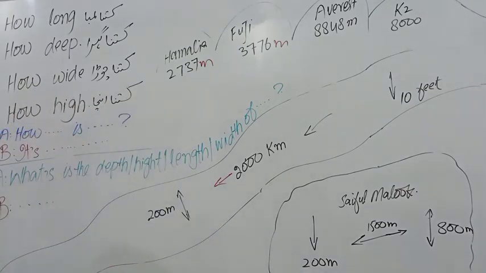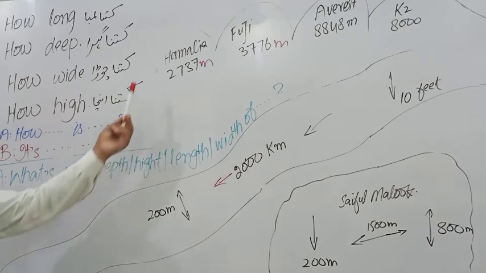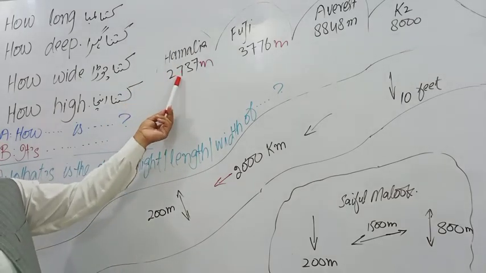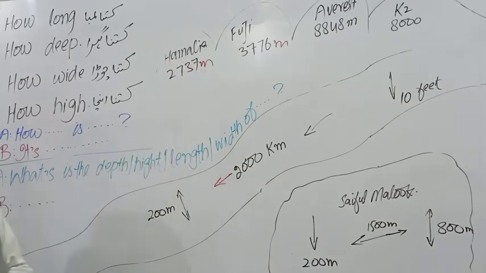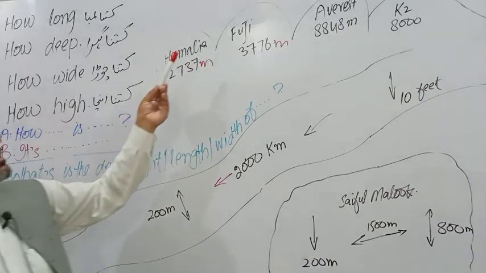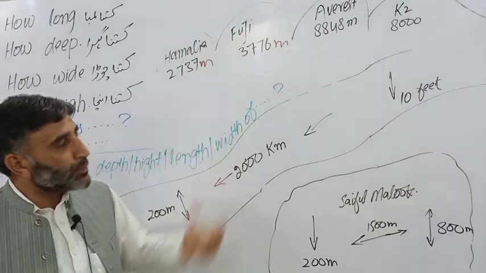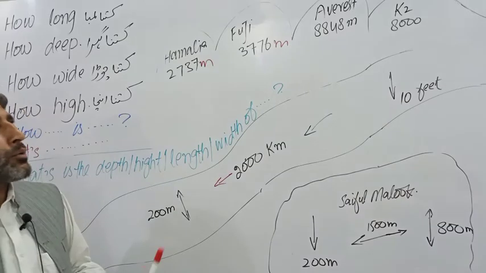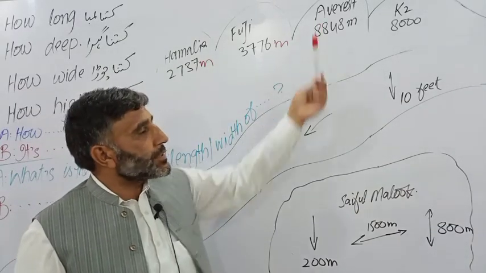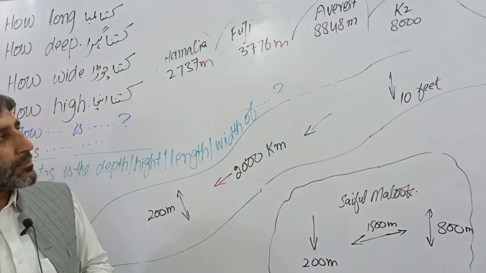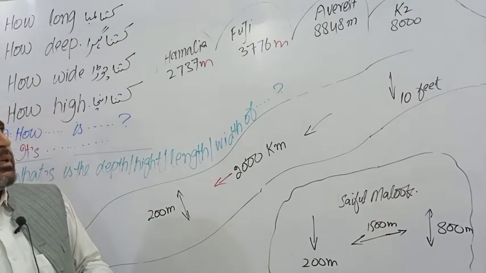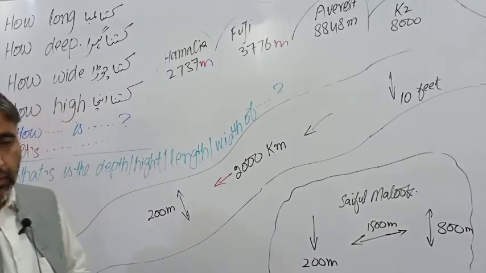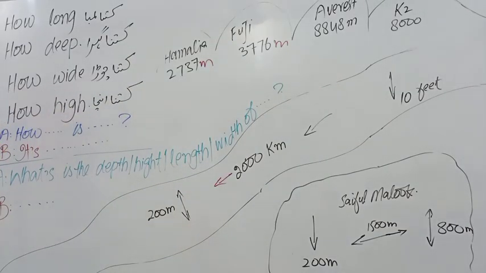And what's the height of Himalaya? Meters high. Good. And what's the height of Mount Fuji? It's 3,770. Good. And what's the height of Everest? It's 8,848 meters. And what's the height of K2? It's 8,000 meters high. Good.